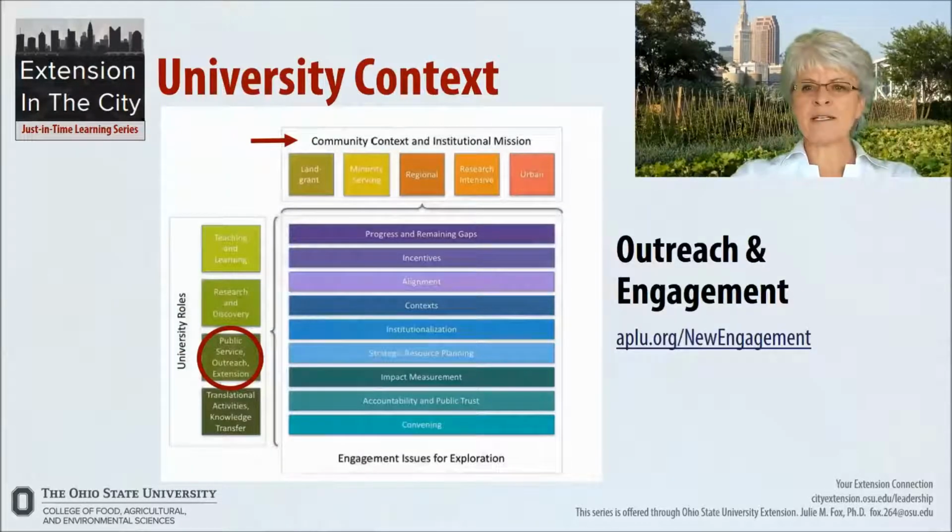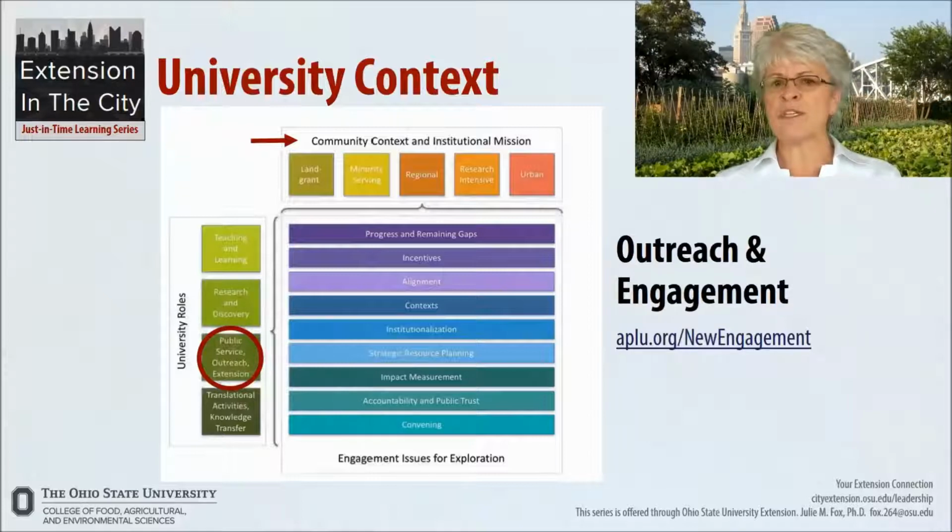If you look at the broad context of our universities, and this is outside land-grant universities, but also in addition to land-grant universities, let me explain. If you go to APLU, that Association of Public and Land-Grant Universities resource that we talked about a moment ago, and you go to the new engagement, you'll see this image here, and it talks about how extension fits with the triple mission of land-grant universities: research and discovery, teaching and learning, and extension, outreach, and public service. And so it gives you that context.